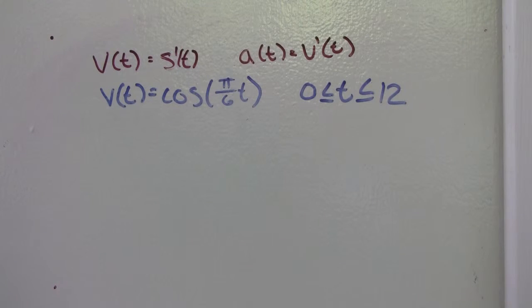I'm now going to be moving on to the 2012 AP Calculus AB FRQ question 6, and we're going to be doing letter C. The question asks: for the time interval 0 to 12 seconds, a particle moves along the x-axis. The velocity of the particle at time t is given by v of t equals cosine pi over 6 t.